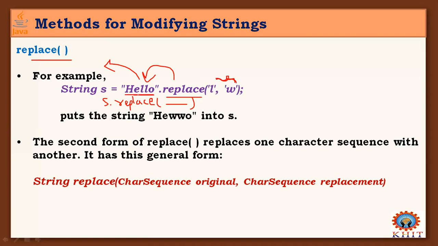That's why string objects are immutable, right? So how to convert hello into HEWWO? Replace L with the character W, and we'll see it in the example also. And the second form of this replace method is replacing one character sequence, nothing but a substring, with another. We'll see these two forms of the replace method in the example program for better understanding.